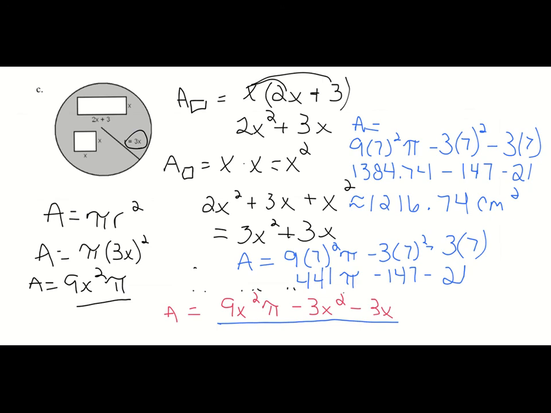So now we can't do anything with the pi, but our exact answer, because we're leaving pi in the form of a symbol instead of multiplying it out, will be negative 147 minus 21 is negative 168. So 441 pi minus 168. This would be the exact answer, because we can't do anything with that pi right now. So we would leave it in that form if they ask for exact. Because again, pi is what we call an irrational number. It never ends. It never repeats in a pattern. So if they want exact, you leave it in the form of pi. If they want approximate, then you multiply by 3.14 or the pi button on your calculator. So this down here would be exact, and this would be approximate.